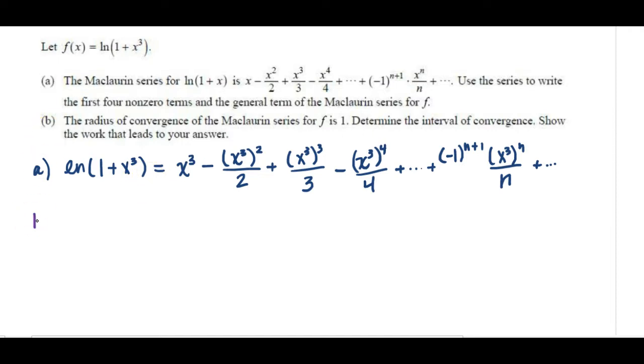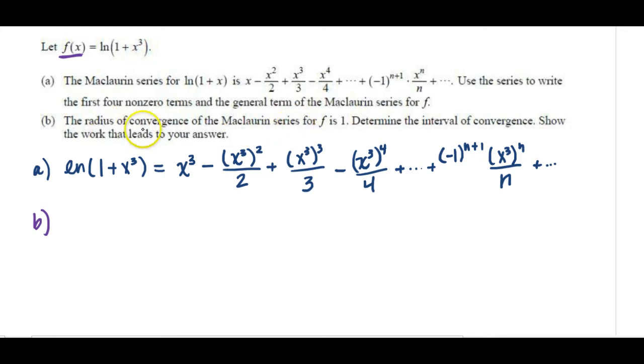Now let's move on to part B. We're told that the radius of convergence of the Maclaurin series for f is 1. Determine the interval of convergence. Show the work that leads to your answer. So we're already told the radius of convergence for the Maclaurin series for f of x, and that is 1. Now, since this is a Maclaurin series, we know that the center of the series is 0.